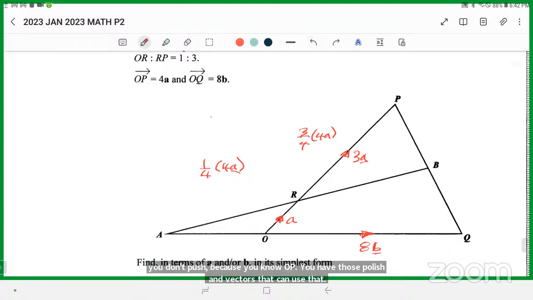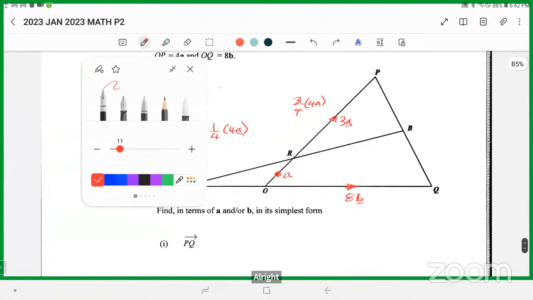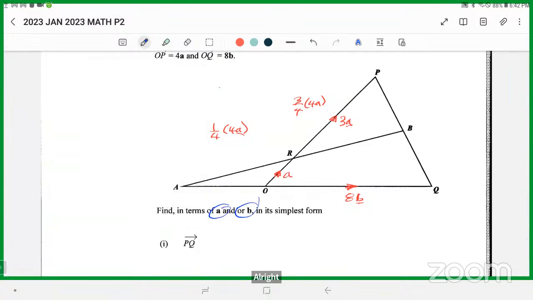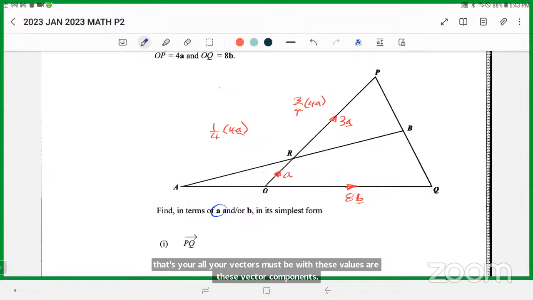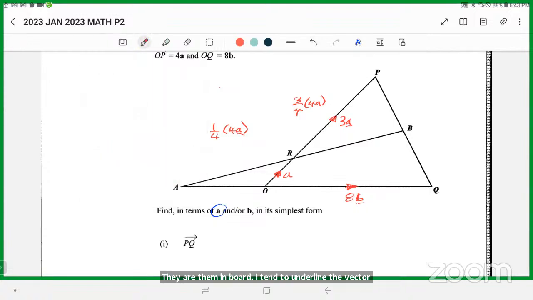All right. Question says, find in terms of A and or B, meaning that all your vectors must be with these vector components. When they write them in bold, I tend to underline the vector components. Put a line under this A right here. The very first vector I want is PQ. Because we know the position vector of P and we also know the position vector of Q, you can use that displacement formula, O times the last minus O times the first, OQ minus OP.